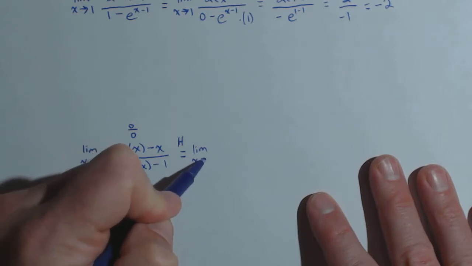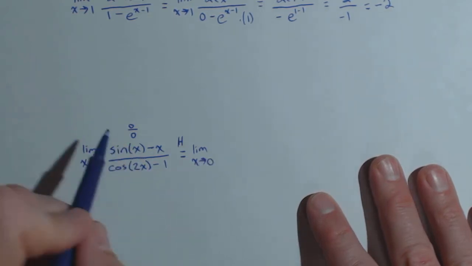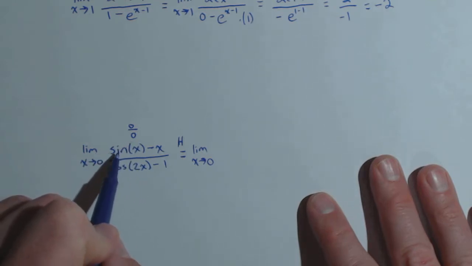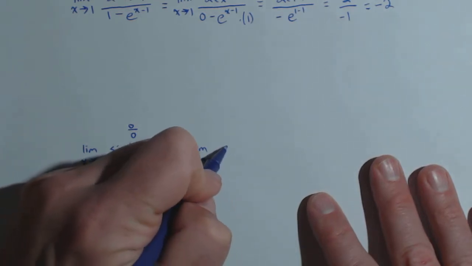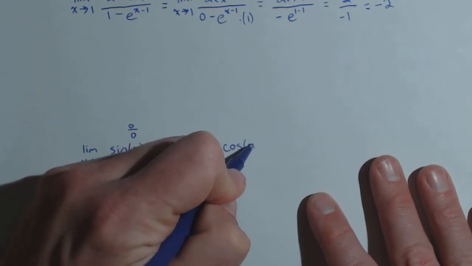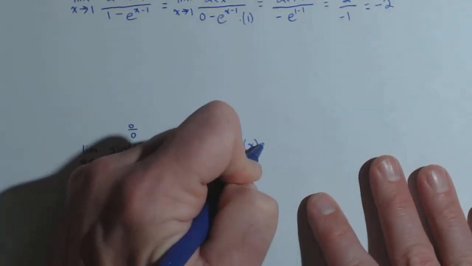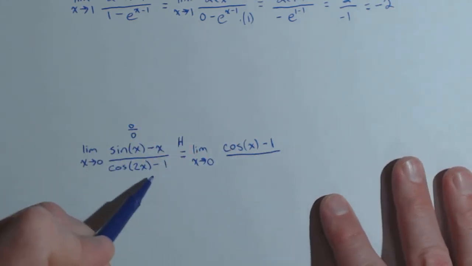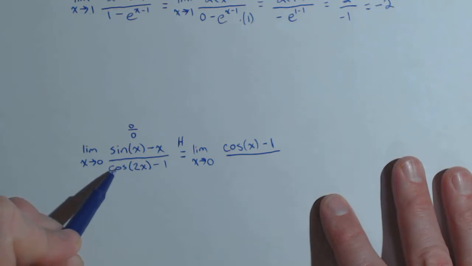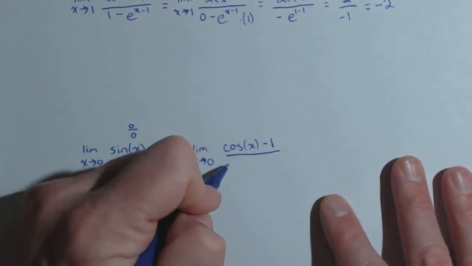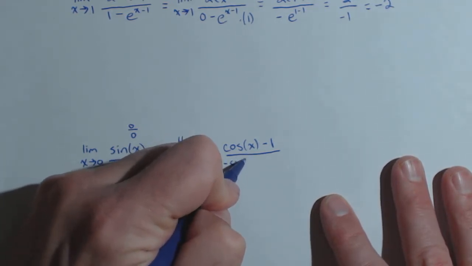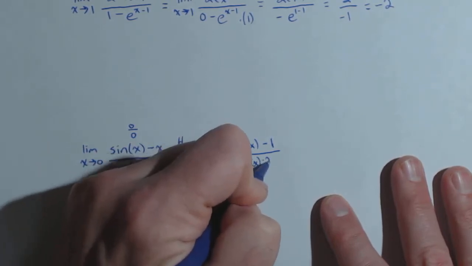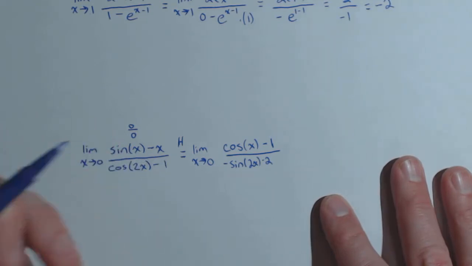So we have the limit as x goes to 0, and now we take the derivative of the numerator and denominator separately, piece by piece. The derivative of sine x is cosine x, and the derivative of x is 1. So on top we have cosine of x minus 1. In the denominator, this is going to be a chain rule. So the derivative of cosine 2x is negative sine of 2x times the derivative of the inside, which is times 2, and the derivative of 1 is 0.